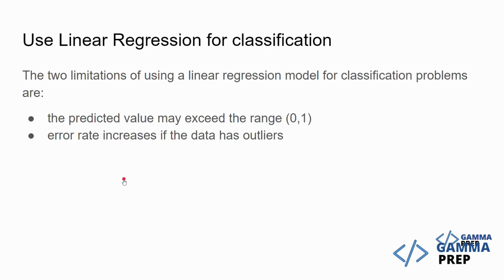So there are two limitations of using a linear regression model for classification problems. The first is that the predicted value may exceed the range 0 to 1, and we want to model the probability, so we want our answers to be between 0 and 1 only. And also the error, or the misclassification rate, is going to increase if the data has outliers. These are the limitations that linear regression has for classification. And that's why we modify our linear regression to make it logistic regression, to ensure that our values are always between 0 and 1.